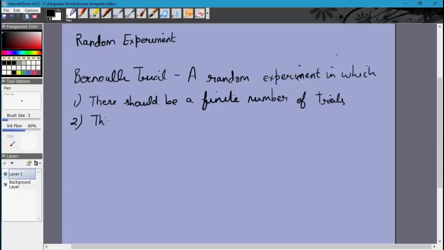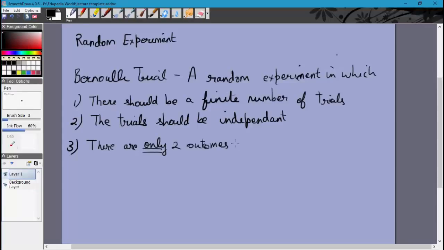Then obviously the trials should be independent. So the probability of a success or failure on one event is not impacted by the probability of success or failure of another event. And that is actually the third rule, a subset of that, which is that there are only two outcomes. The first two are usually understood. This is one of the most important rules. There are only two outcomes. "Only" is important. And therefore they are referred to as the success S or failure F.